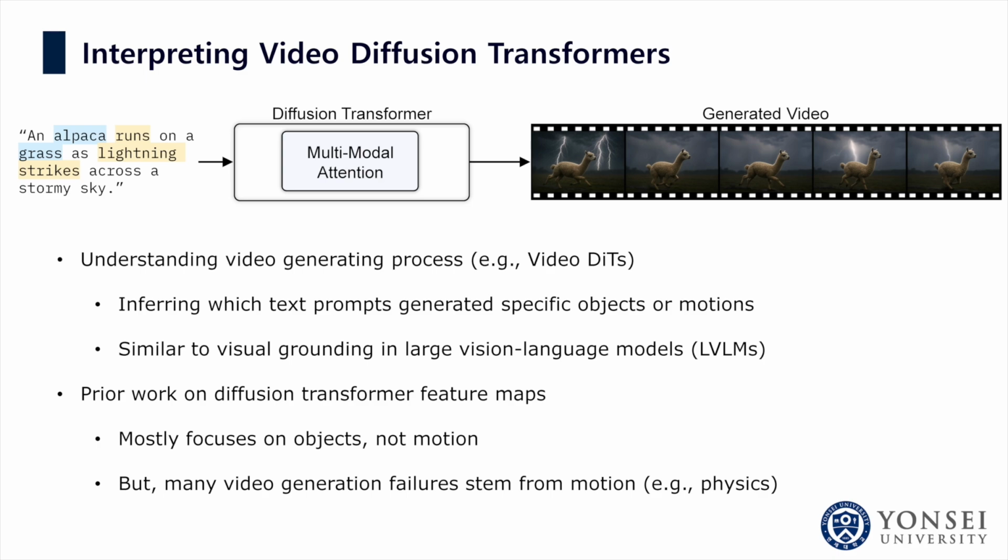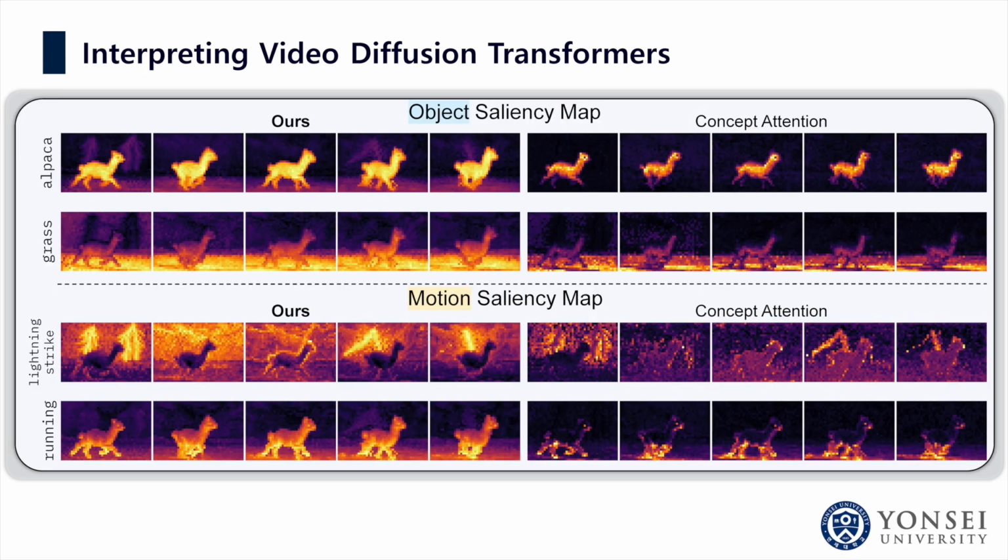Most existing interpretation methods focus on object localization. But in video generation, many important errors are related to motion. For example, the wrong object may move, the timing may be incorrect, or the motion may be physically implausible. So this work moves beyond object-centric interpretation toward motion-aware interpretation. The core idea is to produce saliency maps for both objects and motions. So our goal is to locate concepts, such as alpaca or running, both spatially and temporally within video DITs.